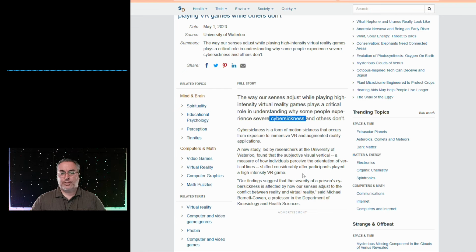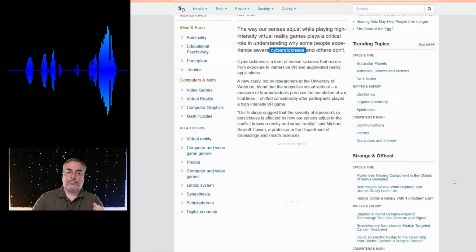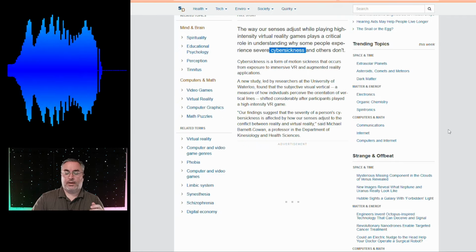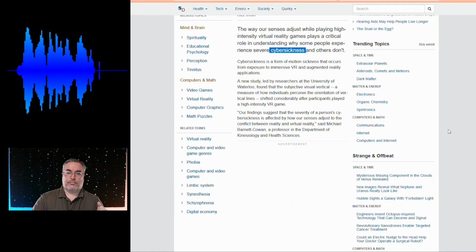So the new study led by researchers at the University of Waterloo found that the subjective visual vertical, a measure of how individuals perceive the orientation of vertical lines, shifted considerably after participants played a high-intensity VR game. So you've no idea what is straight, what is up, where the horizon is, what angle of attack you should be taking. I suspect it depends on what you're doing in VR. I mean, it does talk about high intensity. Yeah. And like, are you riding a roller coaster? Are you hopping from different heights or whatever?